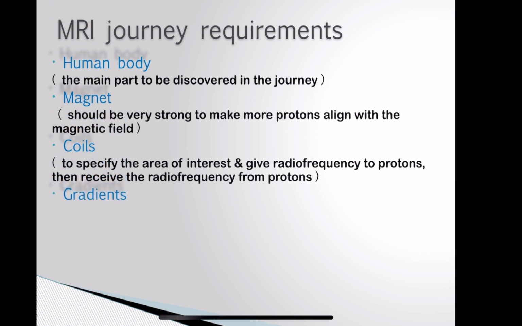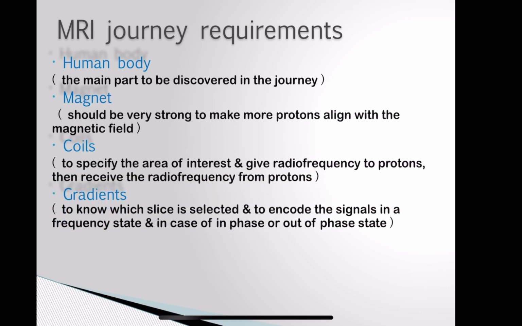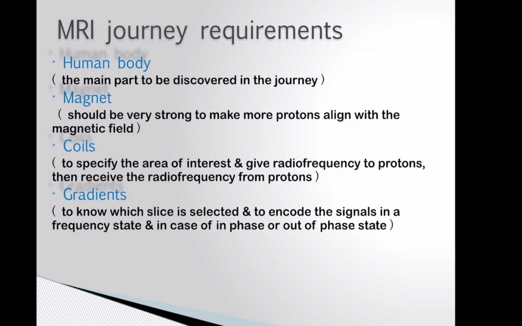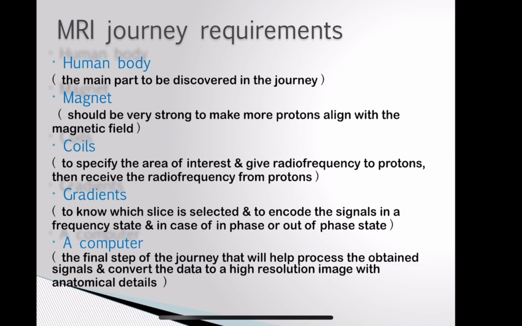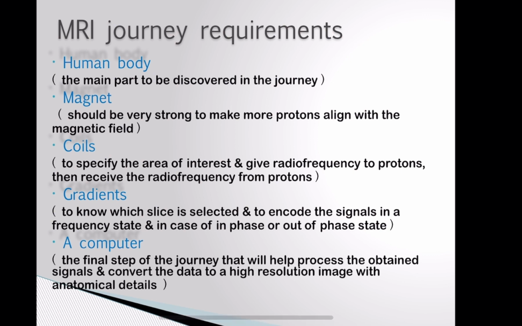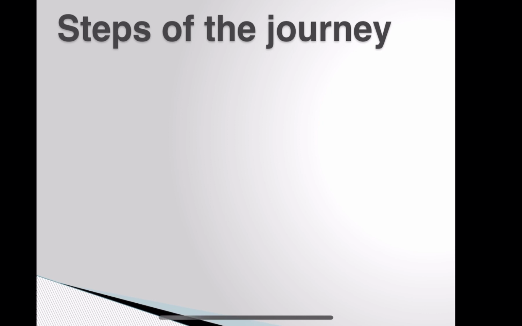tell which slice is selected and encode the signals in a frequency state, and in case of in-phase or out-of-phase state. Computer system: the final step of the journey that will help process the obtained signals and convert the data to a high-resolution image with anatomical details. Steps of the journey: what's MRI?